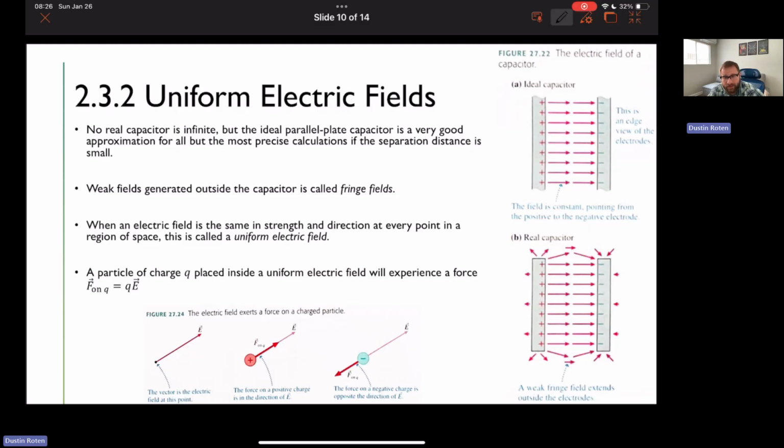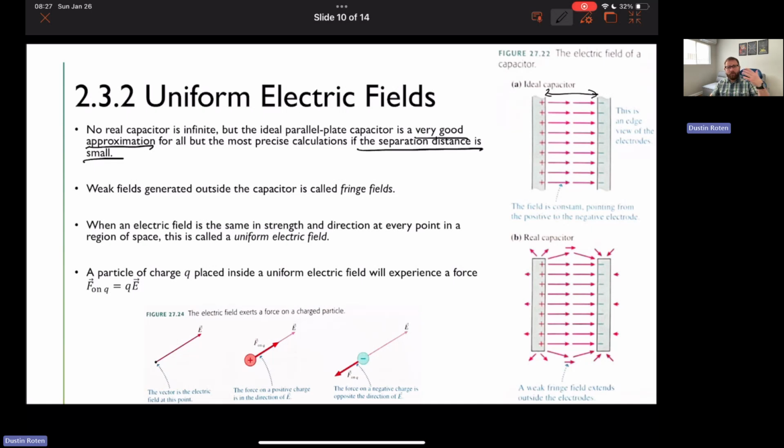Right, so let's talk about these uniform electric fields. Obviously, no real capacitor is infinite, but this idea of an infinite parallel plate capacitor is a really good approximation. And as you probably figured out by now, that's what physics is all about, is really good approximations. You could pretty much use this in all cases if the separation distance of the capacitor is small, right? So if our separation distance, which is this, is tiny, this little approximation is going to do just fine.